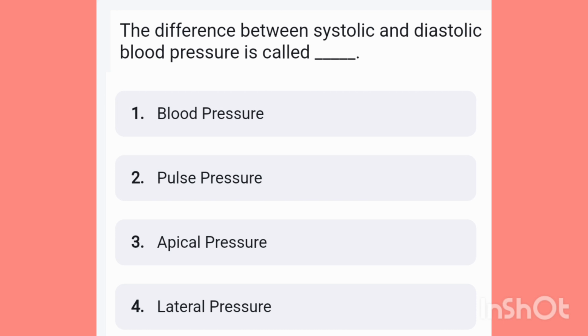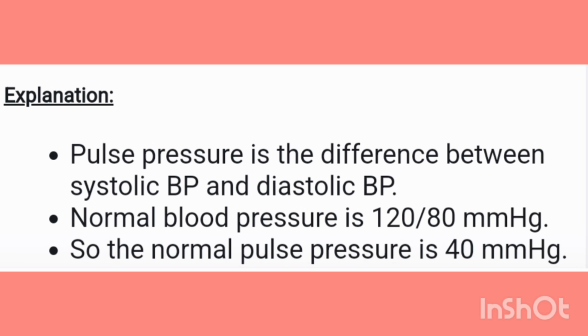Our next question is, the difference between systolic and diastolic blood pressure is called dash. Option 1, blood pressure. Option 2, pulse pressure. Option 3, apical pressure. And option 4, lateral pressure. The correct answer is pulse pressure. So we all know that pulse pressure is the difference between systolic BP and the diastolic BP. And our normal blood pressure is 120 by 80 millimeters of mercury. So there will be subtraction from 120 to 80, and the pulse pressure will be 40 mm of mercury.